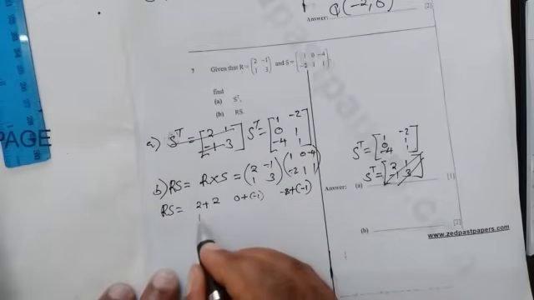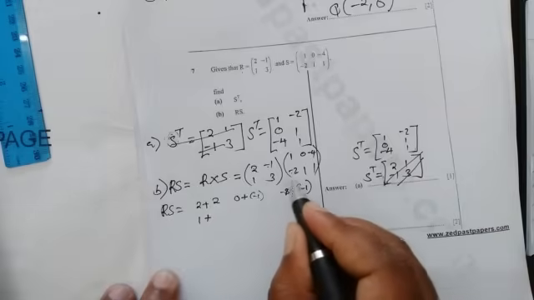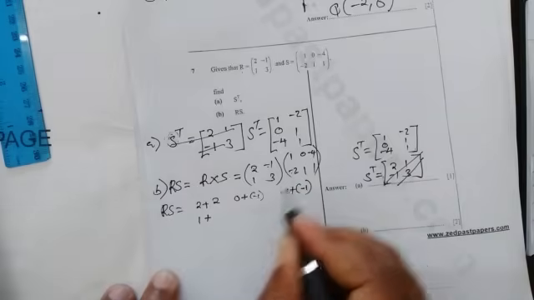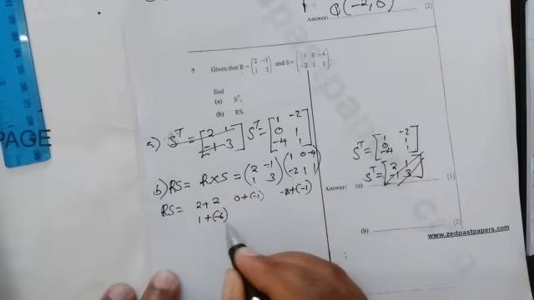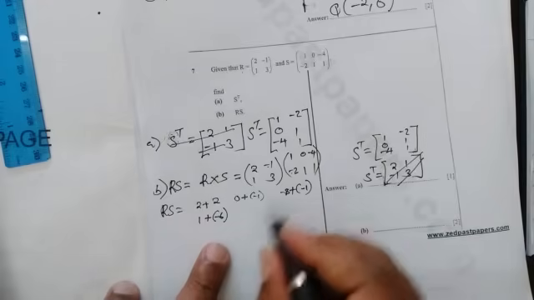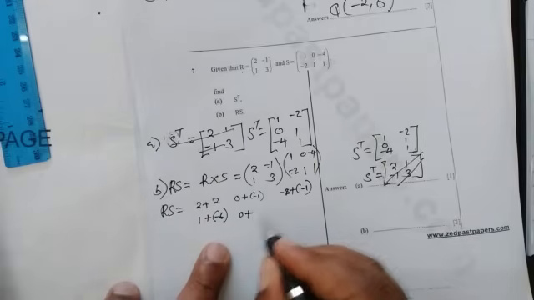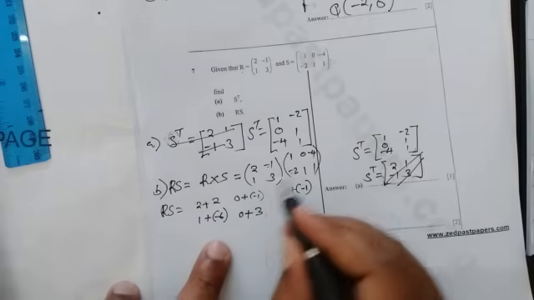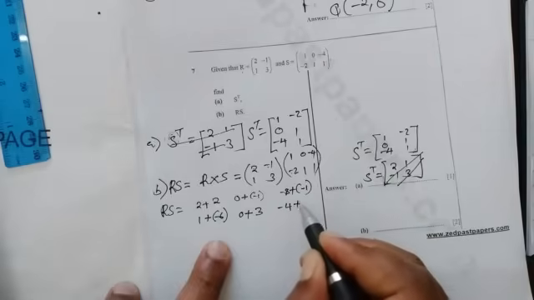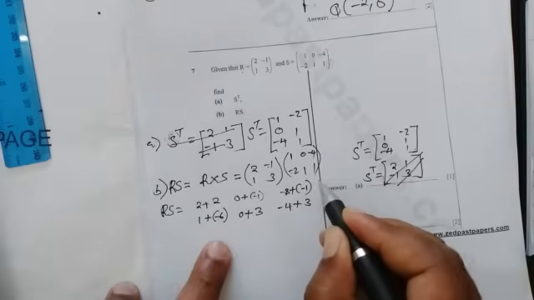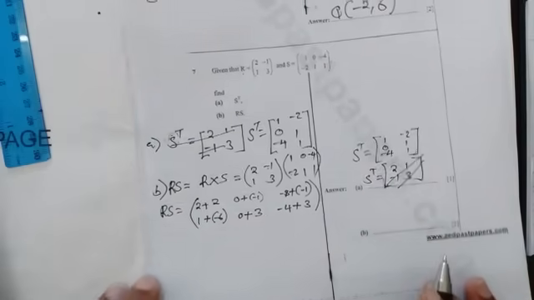1 by 1 is 1 plus 3 by negative 2 is negative 6. All right, then 1 by 0 is 0 plus 3 by 1 is 3. All right, 1 by negative 4 is negative 4 plus 3 by 1 is 3. So this is the matrix that we have.